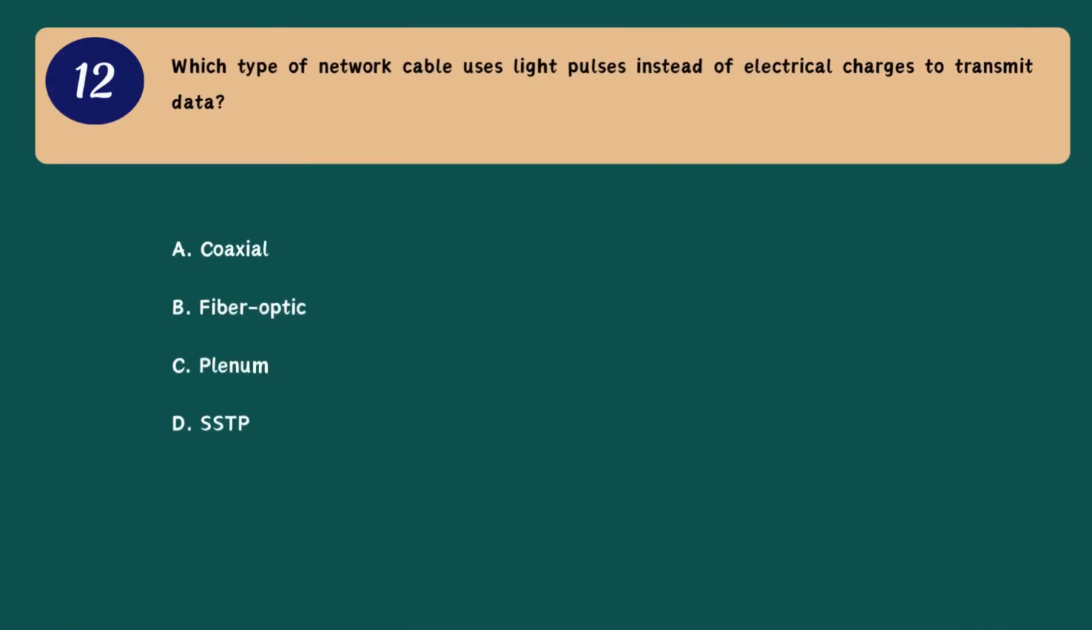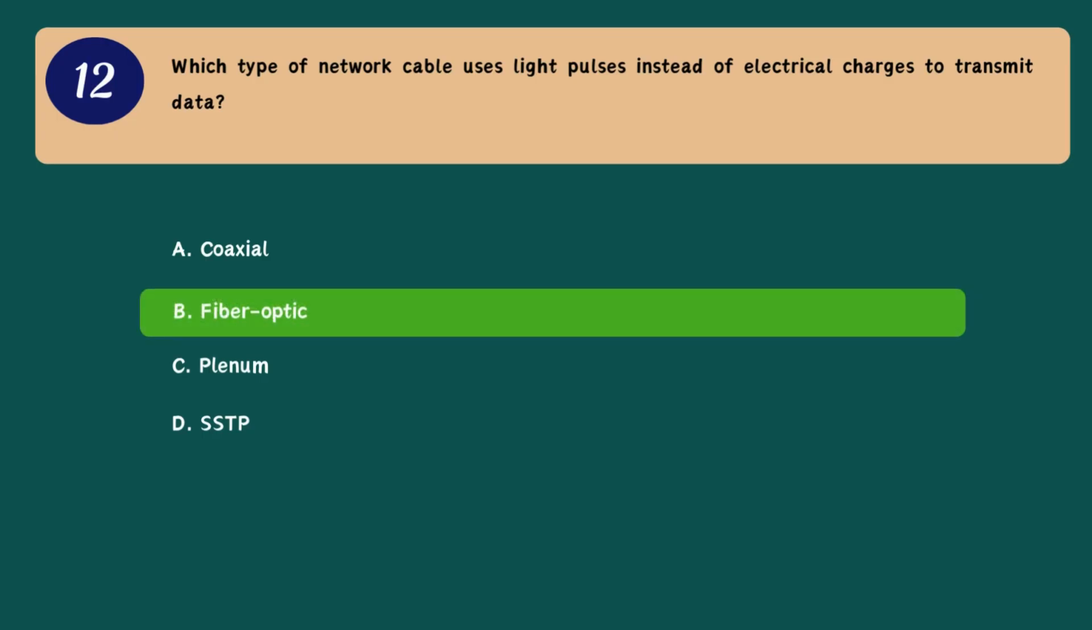Question 12. Which type of network cable uses light pulses instead of electrical charges to transmit data? A. Coaxial. B. Fiber optic. C. Plenum. D. SSTP.